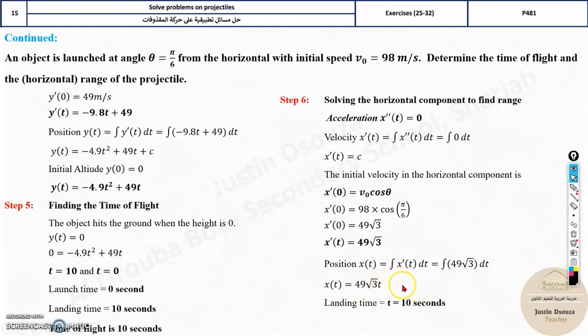The c value is 0. Now all you need to do is add this time of flight over here. So this is the horizontal velocity, right? If you multiply it by the time, you will get the exact horizontal distance. So multiply it by 10, this is your horizontal distance. That is how we solve this.